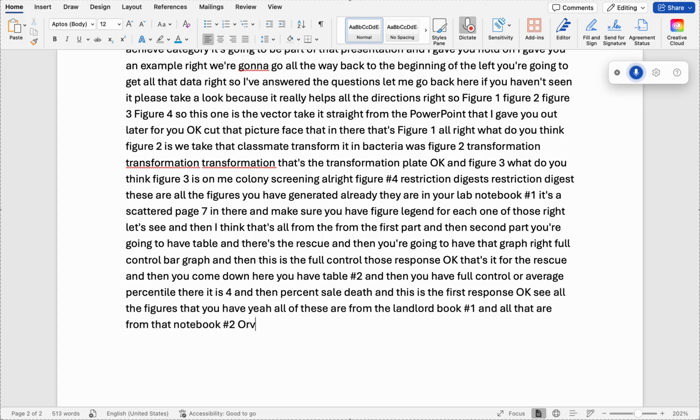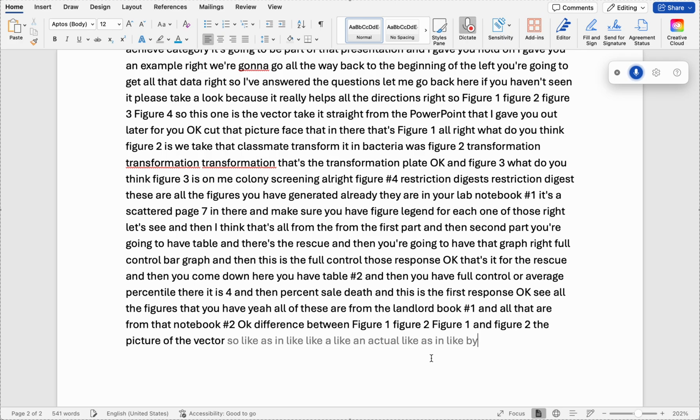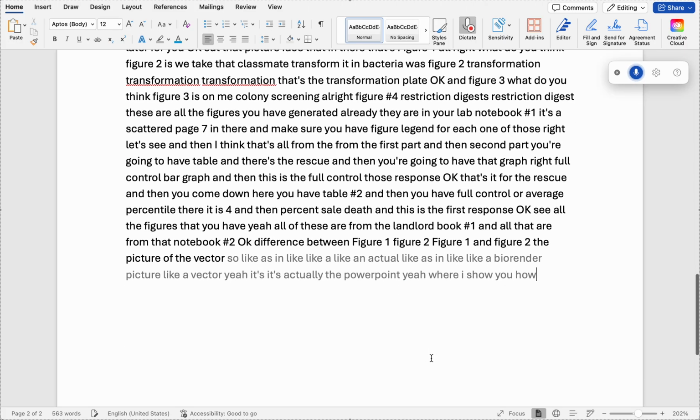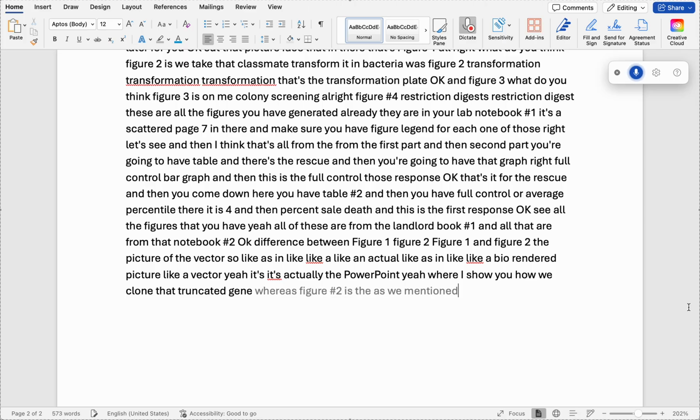I have a question. What's the difference between figure 1 and figure 2? Figure 1 is the vector, the picture of the vector. Like a BioRender picture of a vector? Yeah, it's actually in the PowerPoint, where I show you how we clone that truncated gene. Just cut and paste that in. Figure number 2 is the transformation.